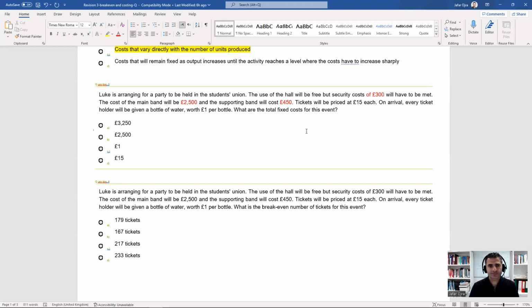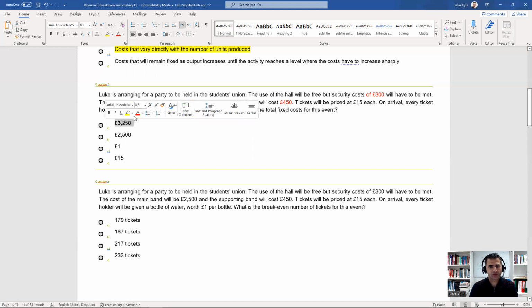Think about it. What are the total fixed costs? The fixed cost includes the security cost, which is 300, the main band, 2,500, and the supporting band, which is 450. So 2,500 plus 450 is 2,950, plus 300. The answer will be 3,250.